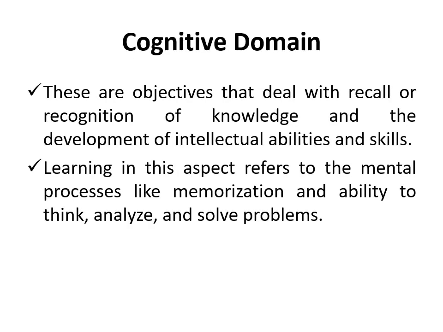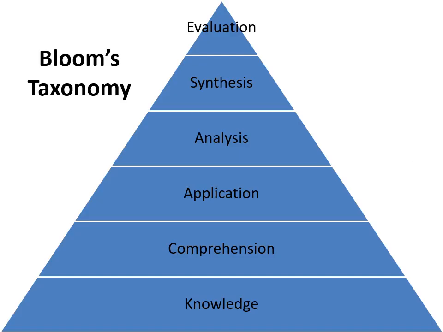Okay, so the 3 domains, let's start discussing with the cognitive domain. These are objectives that deal with recall or recognition of knowledge and the development of intellectual abilities and skills. So basically, this is your brain processing. Okay? So Bloom's taxonomy is actually a hierarchy. Sabihin, there is a level that is higher, level that is lower.